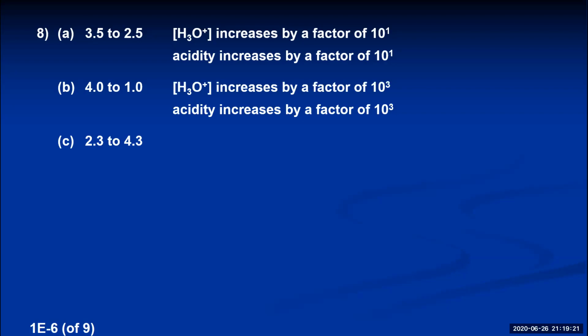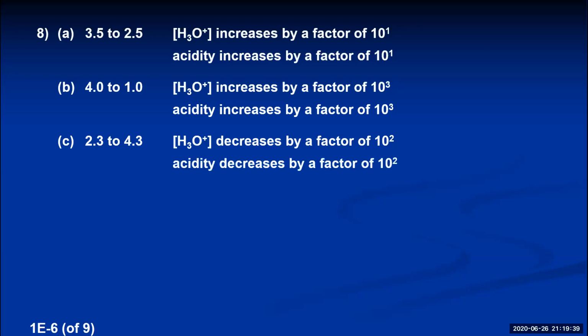If we go from pH of 2.3 to 4.3, the pH is rising. That means the solution is becoming more basic. It's becoming less acidic, and it's becoming less acidic by 2 orders of magnitude. So that means the hydronium ion concentration decreases by a factor of 10 to the second, or decreases by a factor of 100. So we would say the acidity decreases by a factor of 100 as well.